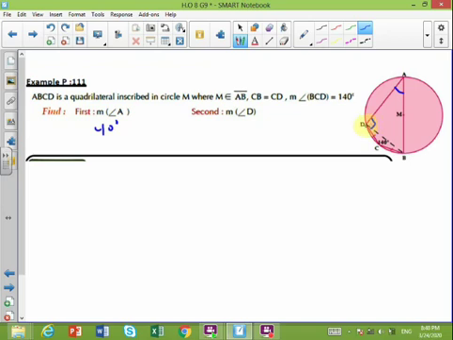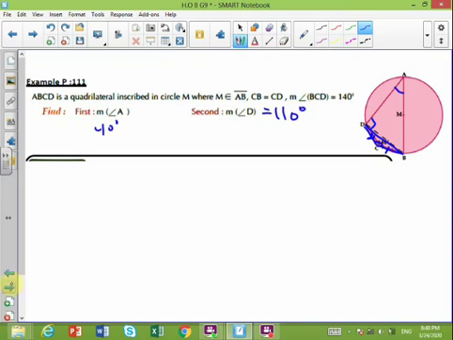What about the small part? The small part, which is CDB, this part. As you see, CB equals CD and measure C is 140, so I can get the base angles of this isosceles triangle. 180 minus 140, divided by 2, will give you 20. 20 plus 90, so measure angle D all will be 110.